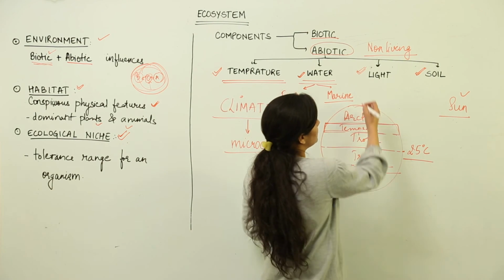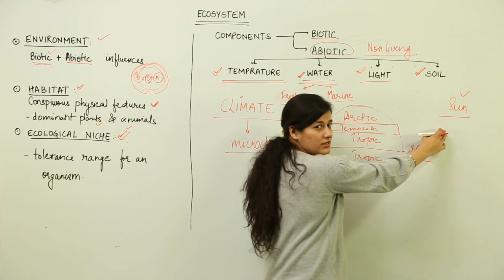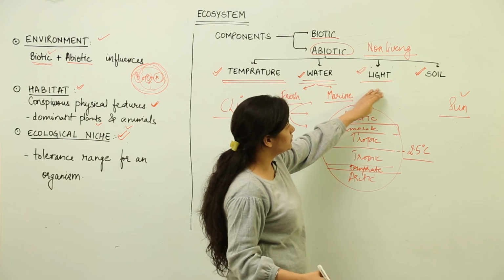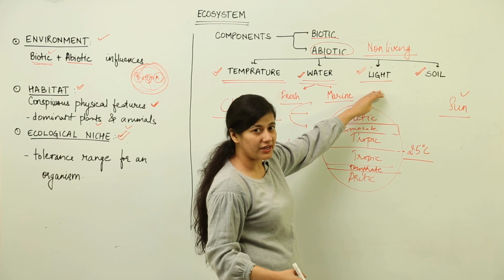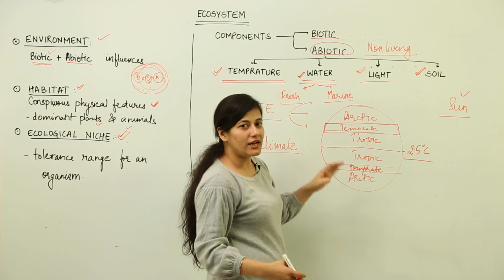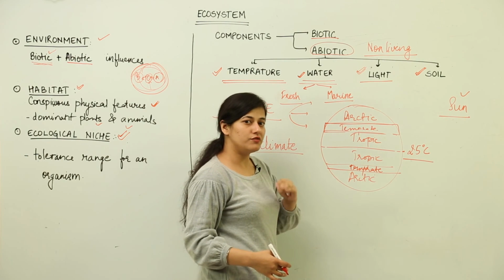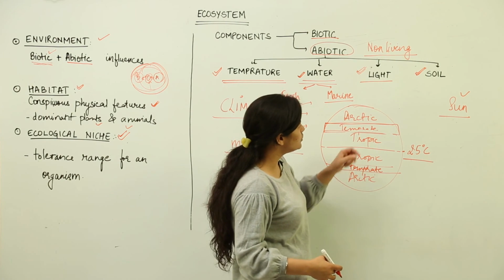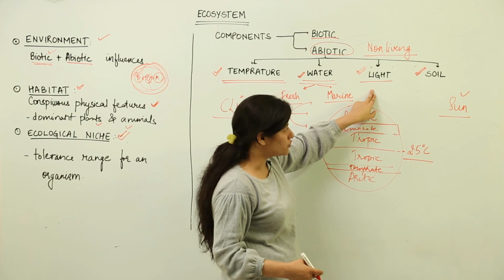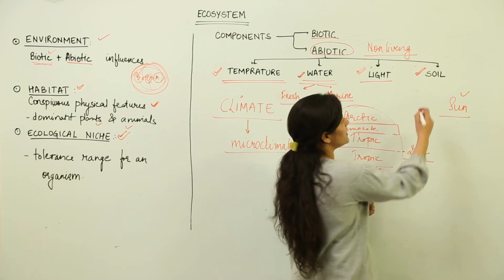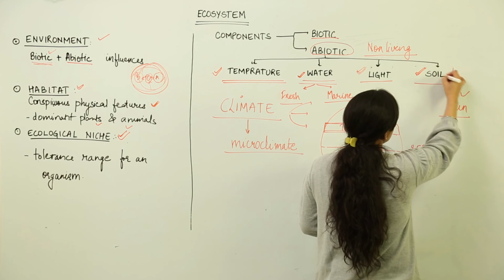Then we have light. In the beginning, I told you the sun is the ultimate source of energy, so I need not tell you the importance of light, because plants use sunlight to make their food, and every other life form is dependent on photosynthetic plants for obtaining energy. So light also has an important role to play. And soil is the reservoir of all the minerals.